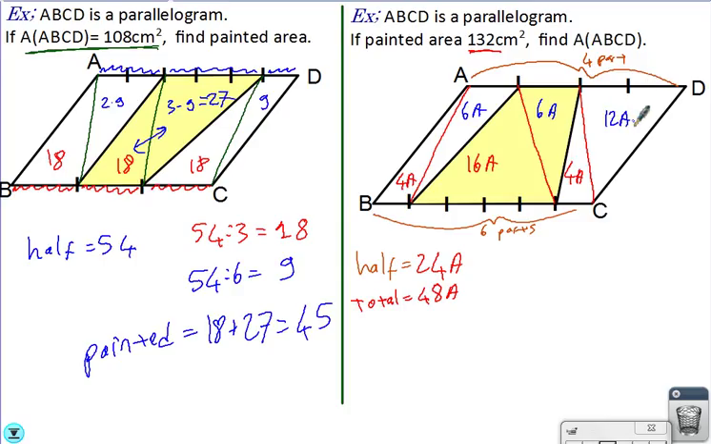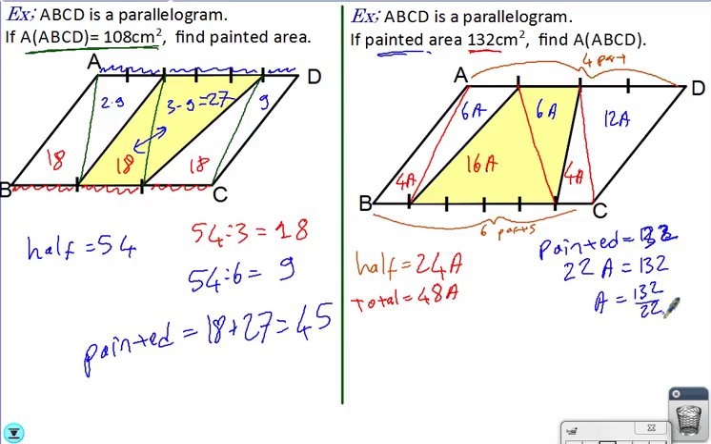So now the painted area is given. Painted is equal to how much? 132. So the painted area, 16 plus 6 makes 22. Am I right? 22a is equal to 132. So a is equal to 132 over 22. Can we find such a number? I think it will be with a comma.